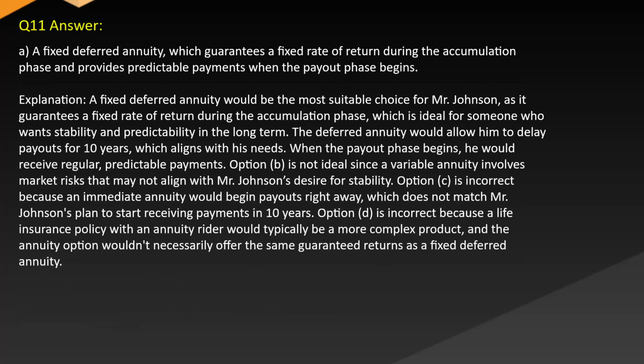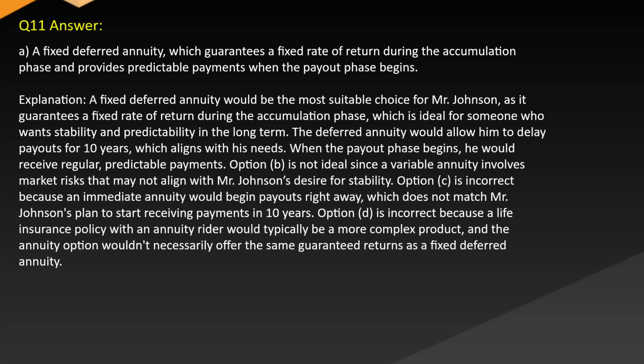Answer A. A fixed deferred annuity, which guarantees a fixed rate of return during the accumulation phase and provides predictable payments when the payout phase begins. Explanation: A fixed deferred annuity would be the most suitable choice for Mr. Johnson as it guarantees a fixed rate of return during the accumulation phase, which is ideal for someone who wants stability and predictability in the long term. The deferred annuity would allow him to delay payouts for 10 years, which aligns with his needs. When the payout phase begins, he would receive regular, predictable payments.